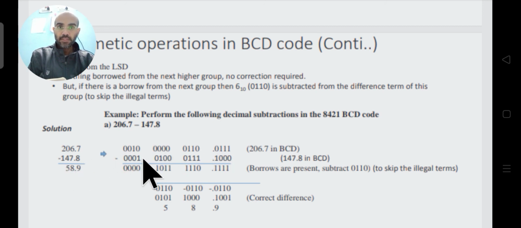Then for 1 it will be 0001. For 4 it will be 0100. 7 will be 0111. 8 will be 1000. So this is the BCD for 147.8, and this is the BCD for 206.7.